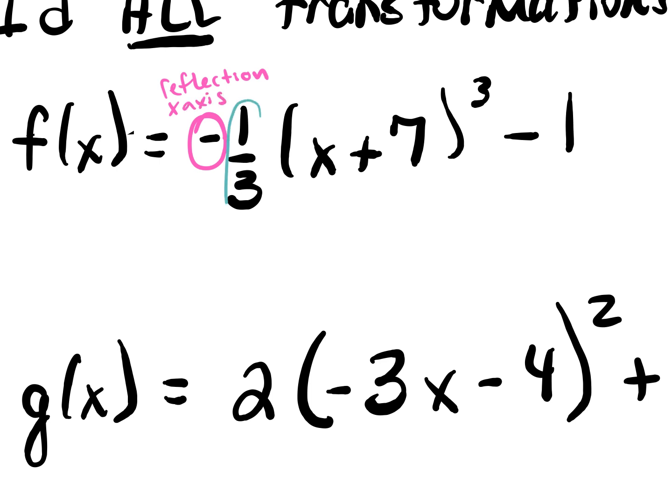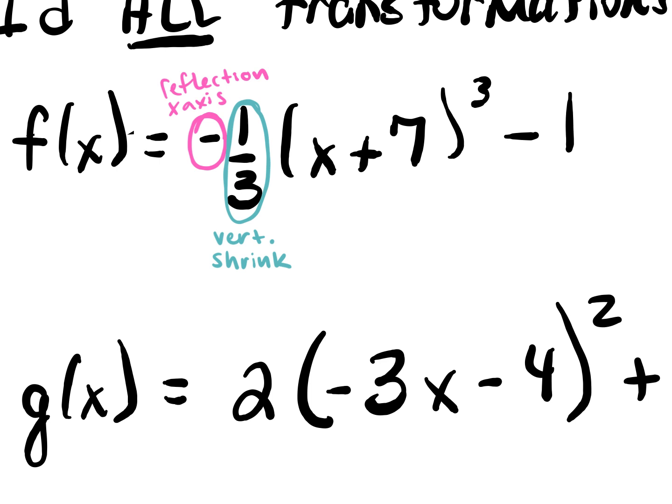What about when we multiply by 1/3 on the outside? Is it vertical or horizontal? Outside is vertical. Stretch or shrink? Shrink. It's 1/3, so it's less than 1. It's a shrink.